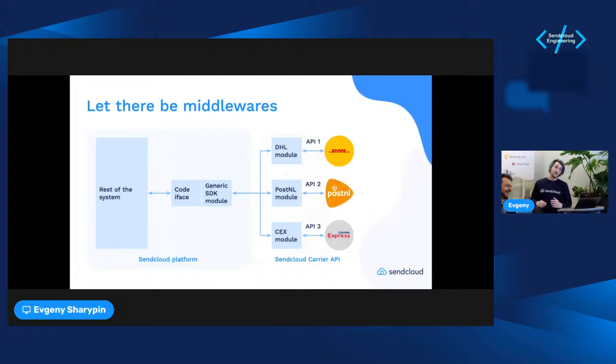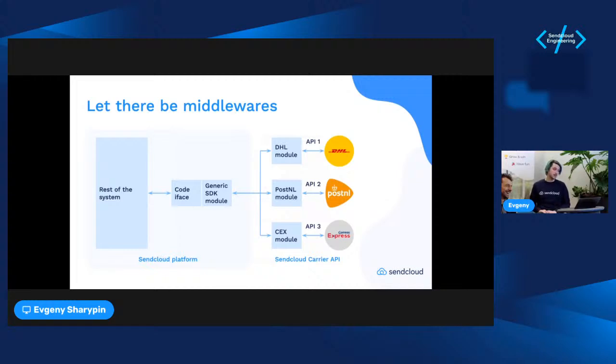With this in mind, we have arrived at the following conclusions. First, that our carrier modules can be easily converted into stateless services with an HTTP interface mimicking our existing in-code interface. These services, which we call middlewares here at Sendcloud, would essentially act as a translation proxy between our common API, or the common interface, which we call the carrier API, and the actual API of an upstream carrier. In other words, you can say that it's a very clear application of the adapter design pattern.